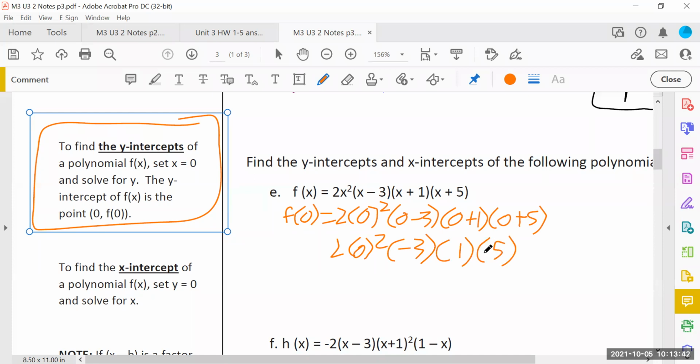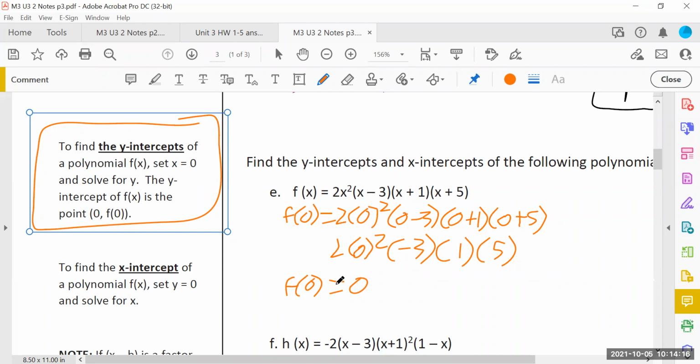Anybody see why I don't need a calculator to do this? What is it? A little louder? What makes this one really easy? The 0, right? If I multiply by 0, everything becomes 0. Does that make sense? 2 times 0 is 0, times negative 3 is 0, times 1 is 0, times 5 is 0. This whole thing ends up being 0. So that is 1 point on my graph. That's the y-intercept.